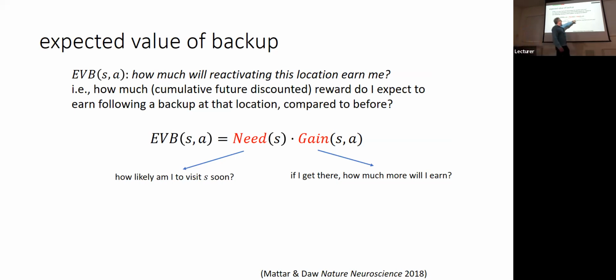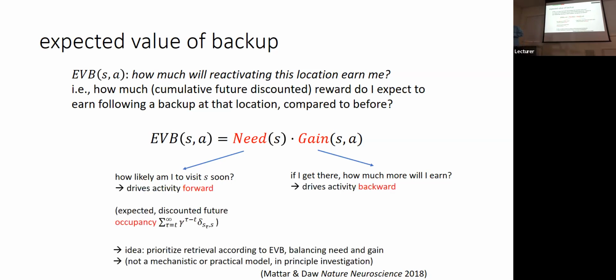And gain is, if I do get there, how much can I earn, right? Does thinking probably change my choice in a way that's going to potentially help me earn more cheese? And it's a product of those two things that tells you the sort of overall expected value of the backup. These are the equations. Again, we could talk about it, but I don't want to belabor it today.